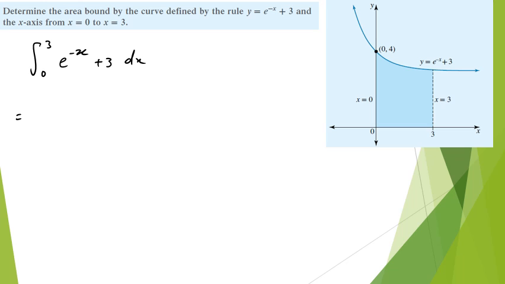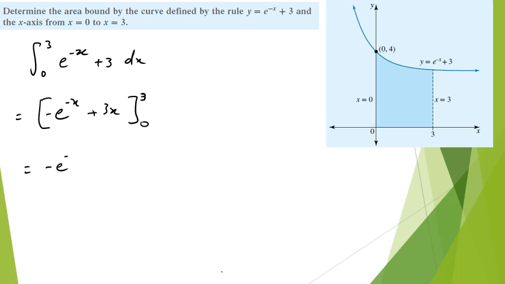Then go through and integrate it. We get negative e to the negative x plus 3x. Now remember, we don't need the plus c because we're not trying to find a function, we're just trying to find the difference between the points. So the plus c would disappear anyway.